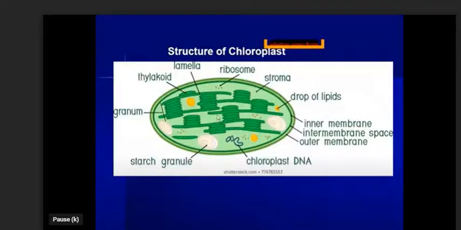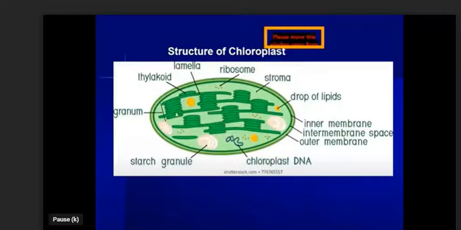As we know from the equation of photosynthesis, 6CO2 plus 12H2O gives rise to C6H12O6 plus 6 molecules of oxygen and 6 molecules of H2O. In the grana, in this structure, the light reaction of photosynthesis occurs. And here in the stroma, the dark reaction occurs.